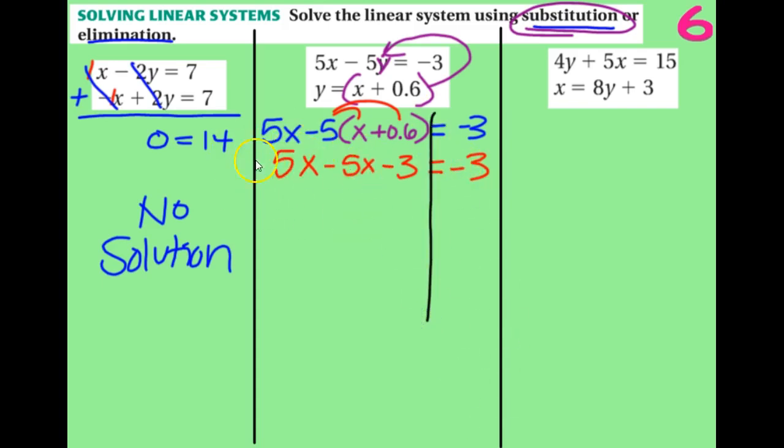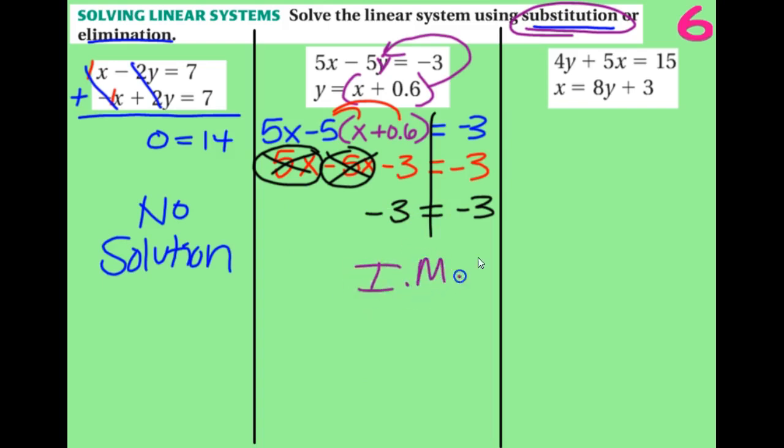So we want to get x by itself, so first let's combine our x's. 5x minus 5x, oh, those are opposites, they eliminate. 5x minus 5x is nothing, there's no x's left, so you can't write an x. We simply have negative 3 equal to negative 3. Well, negative 3 does equal negative 3, so this is infinitely many solutions. It's true, this works. It's the same line if we were to graph it.